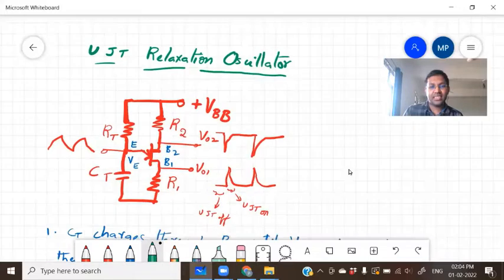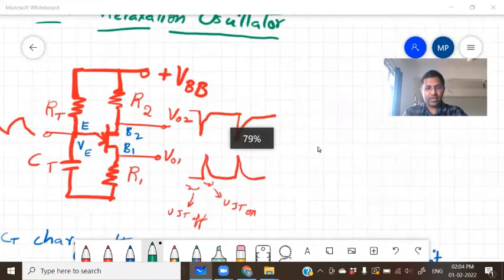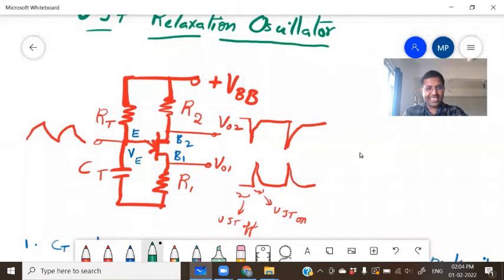UJT relaxation oscillator. The circuit diagram is very, very simple. As I told you, similar to voltage divider bias. Of course, you have UJT in place of the transistor. But in the voltage divider bias circuit, in place of a resistor, you have a capacitor CT. I am revising this again so that it is easy for everyone. So what happens here?